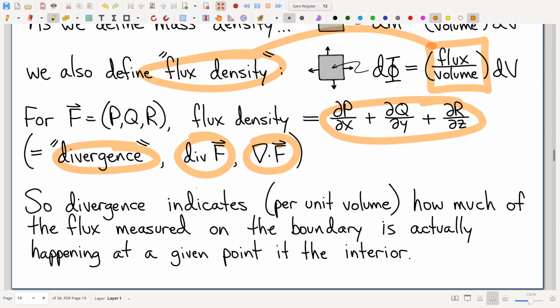But again, make sure to remember what these notations represent and why we care about this formula. The whole reason that we're interested in any of this stuff is because it is flux density. It tells us, given a vector field where we've computed some sort of a total flux, how much of that flux per unit volume is happening in a given general vicinity.